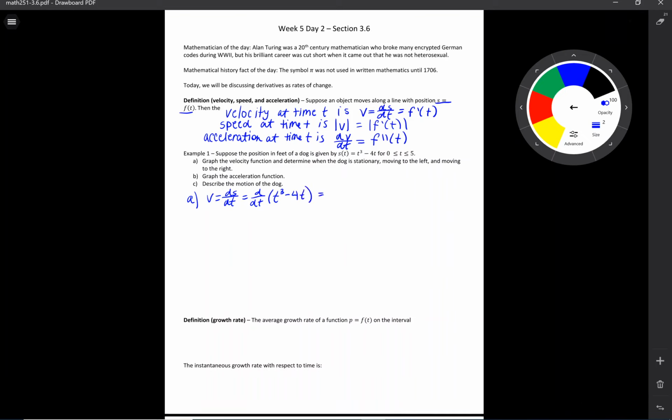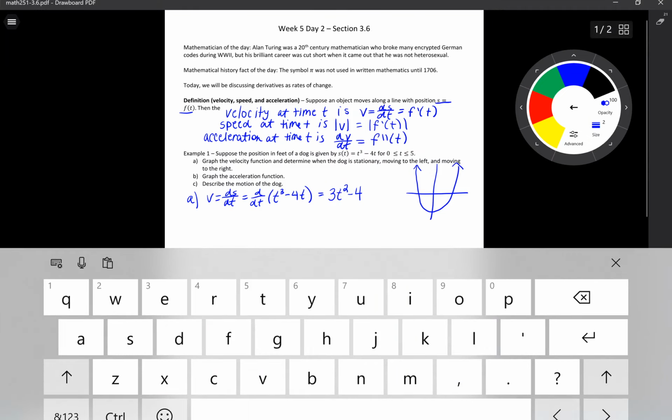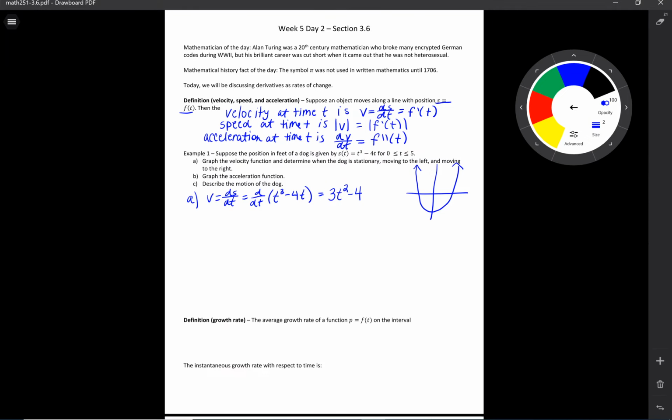And if I take this derivative, I bring that 3 down and lower the power by 1. So I have 3t squared minus 4. This is my velocity function. And if I were to graph this, I don't expect you to know how to do this, but if you were to graph it, it would look something like this. However, our t is only valid for 0 to 5, so all we really care about is here on over.